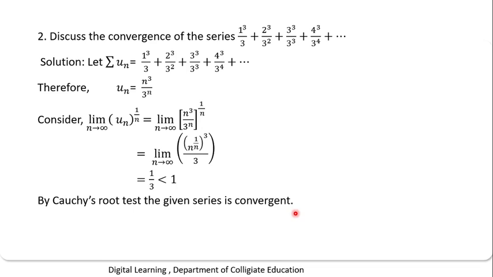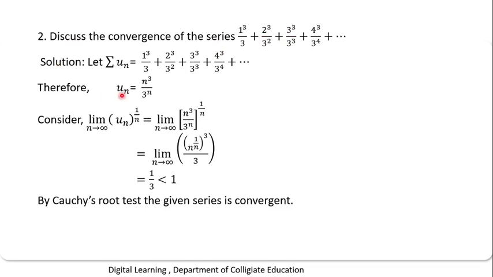Now consider another problem. Discuss the nature or convergence of the series 1 cube by 3 plus 2 cube by 3 square plus 3 cube by 3 to the power of 3 plus 4 cube by 3 to the power of 4 plus so on. Suppose in a problem they give such a series, you have to write it like this.